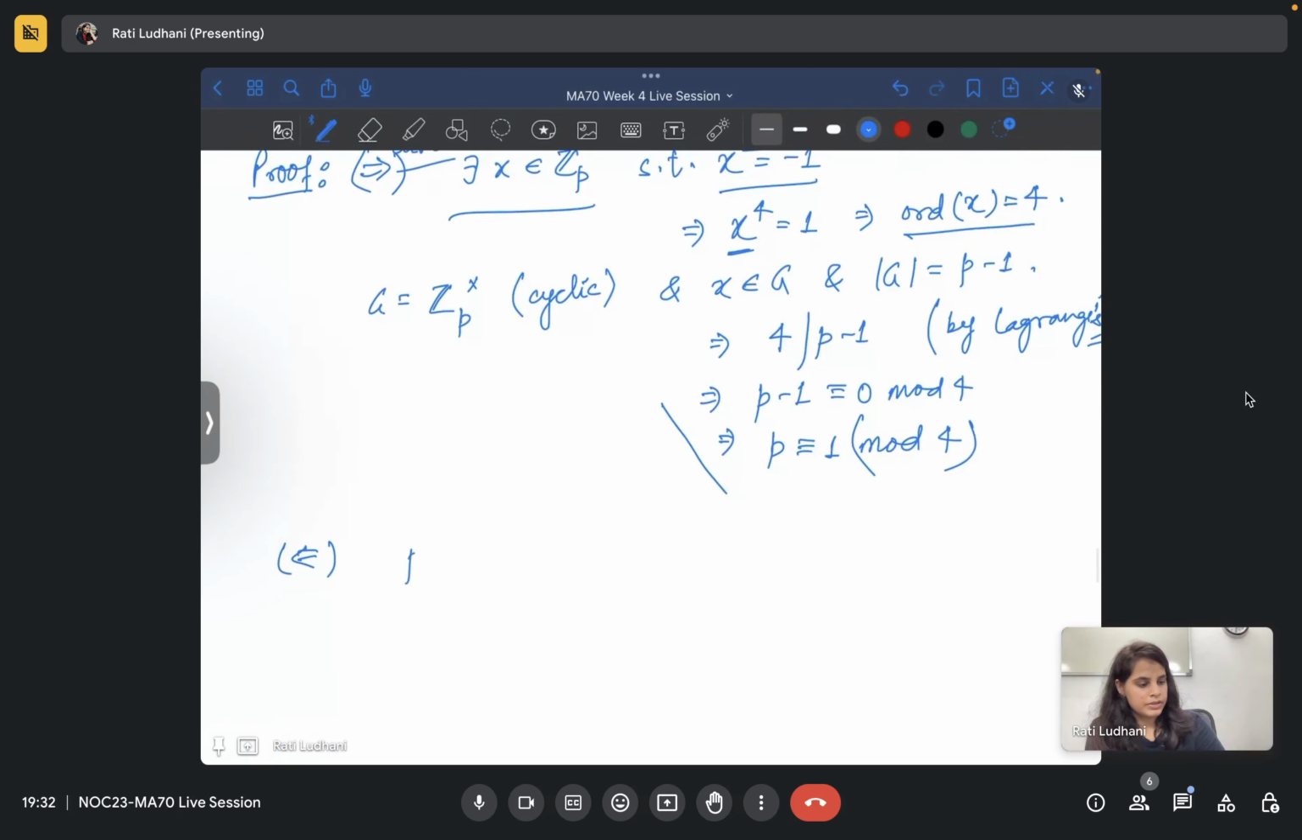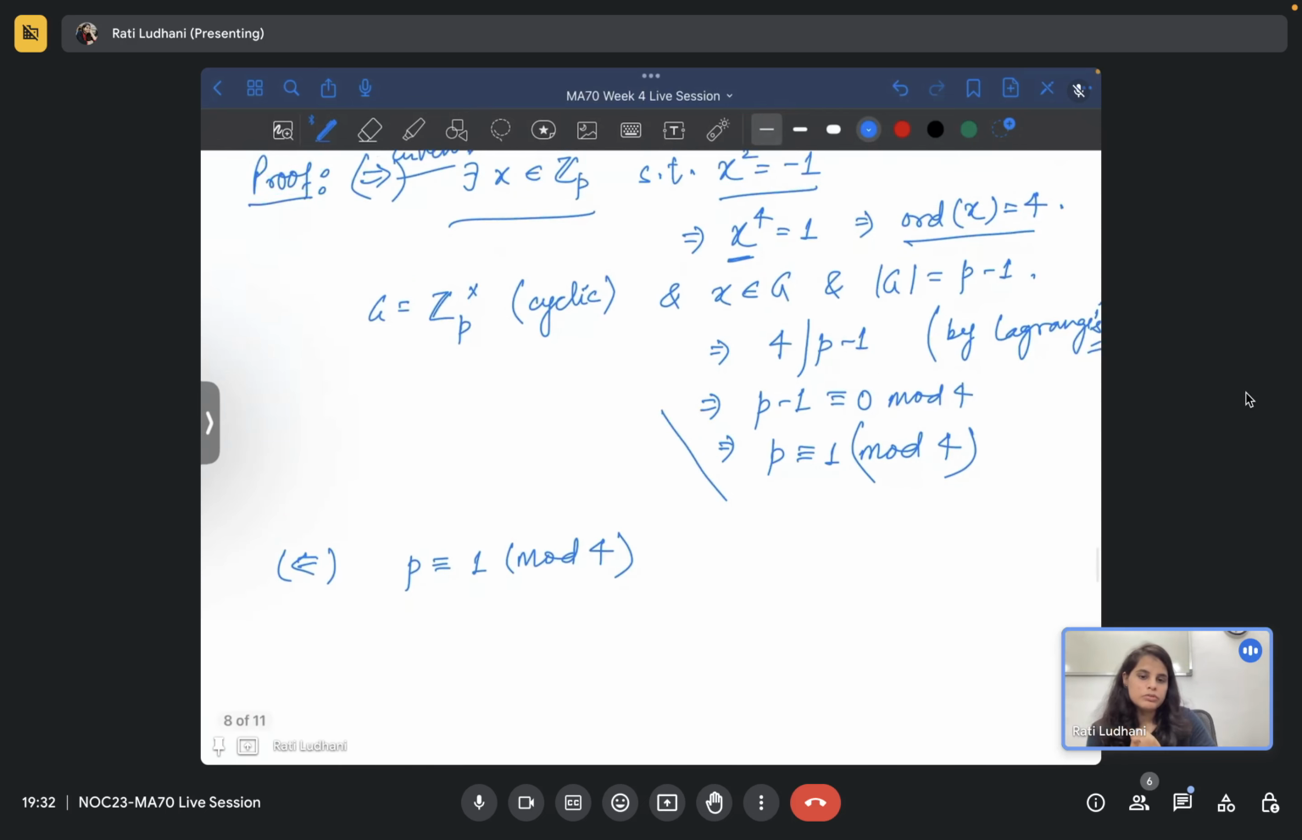Want to try? Okay, should I leave this part, or even I can explain, because it was also in lectures a bit. Okay, I'll just explain. So p is given to be 1 modulo 4. What we need to do is find an x such that x squared is equal to -1. So we can construct such an element x.